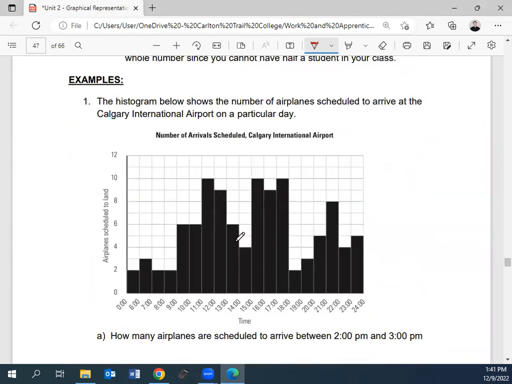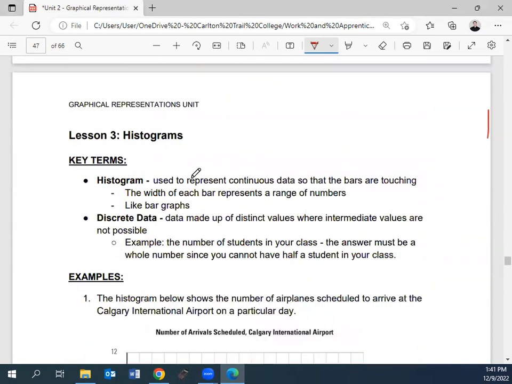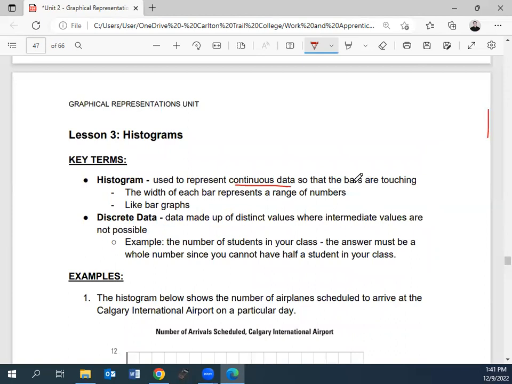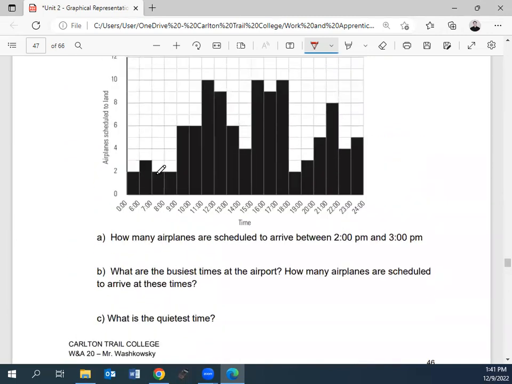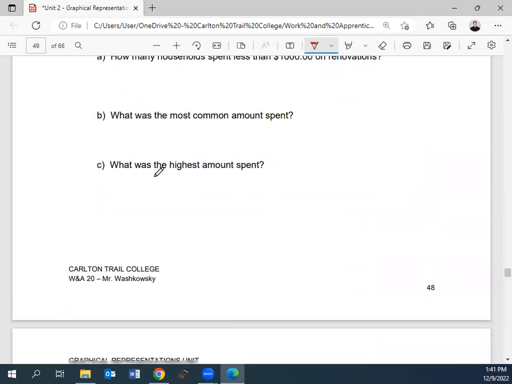We technically did a histogram yesterday because I gave you guys 7 things of data. We only had enough space to fit 7. So technically when you did that, you made a histogram. Histograms here are used to represent continuous data and the bars are touching. It's really the same thing as a bar graph, it's just the bars are touching. And the width of each bar represents a range of numbers. So the width of these bars can change sometimes as well.